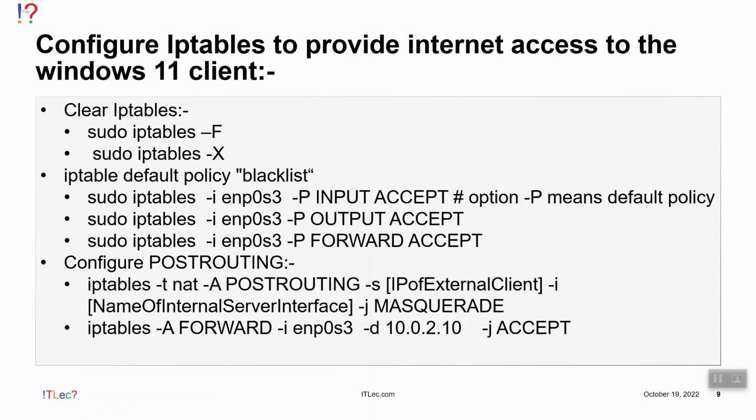So here is some configuration. For example, if I want to clear IP tables, I should flush it. After that, clear it with dash F, dash X. Also, it is recommended to use a default deny policy, a blacklist approach. So that means I will disable everything except this list.